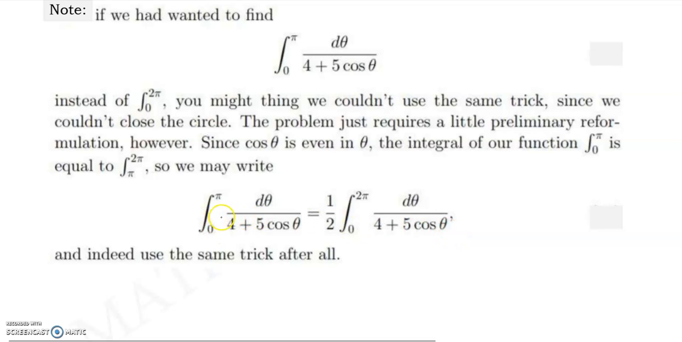Why? Because 0 to pi is nothing but 0 to 2 pi divided by 2. We already know that the function cosine theta is an even function, so we can write the interval 0 to pi as half of the interval 0 to 2 pi. So if any question is asked in the interval 0 to pi, then you can do it like this, 1 over 2 integral 0 to 2 pi, then do the simplification, because we are using the unit circle.